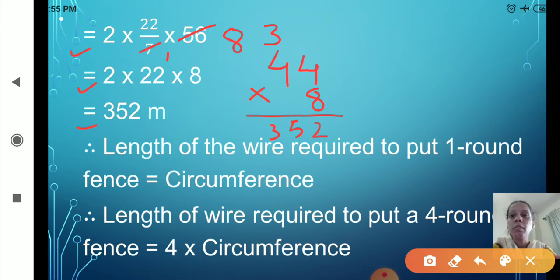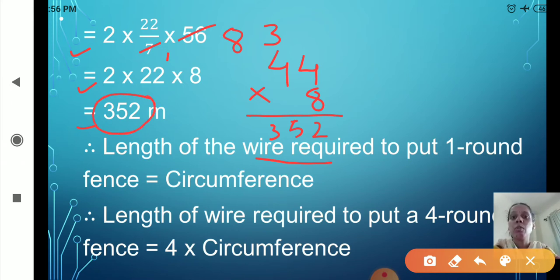Now the length of the wire required to put 1 round fencing is equal to the circumference, right? Circumference is equal to the wire which is required to put 1 round fence. But in the question we have to find out the length of the wire required to put 4 round fencing. Then how will you find the length of the wire required for 4 round fencing? We got the length of the wire for 1 round fencing. So how will you find it for 4 rounds? The answer which we have got here, that is 352 meter, multiplied by 4.